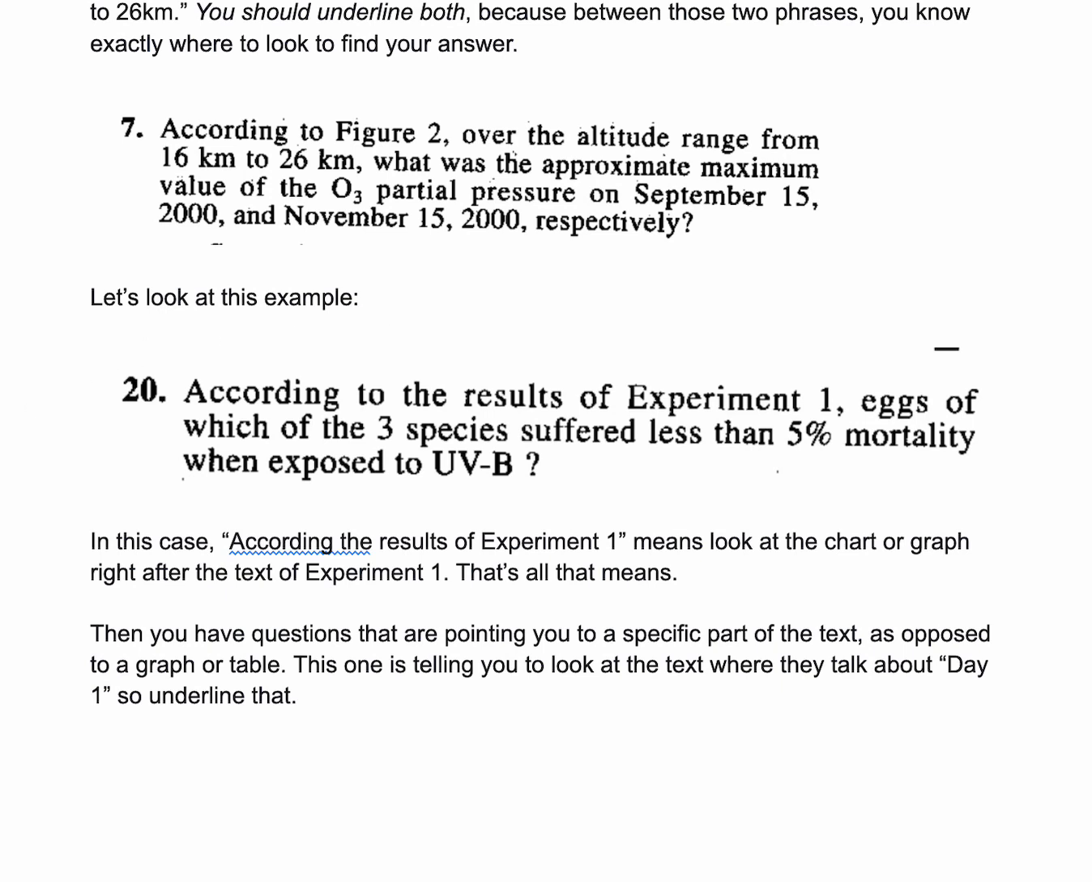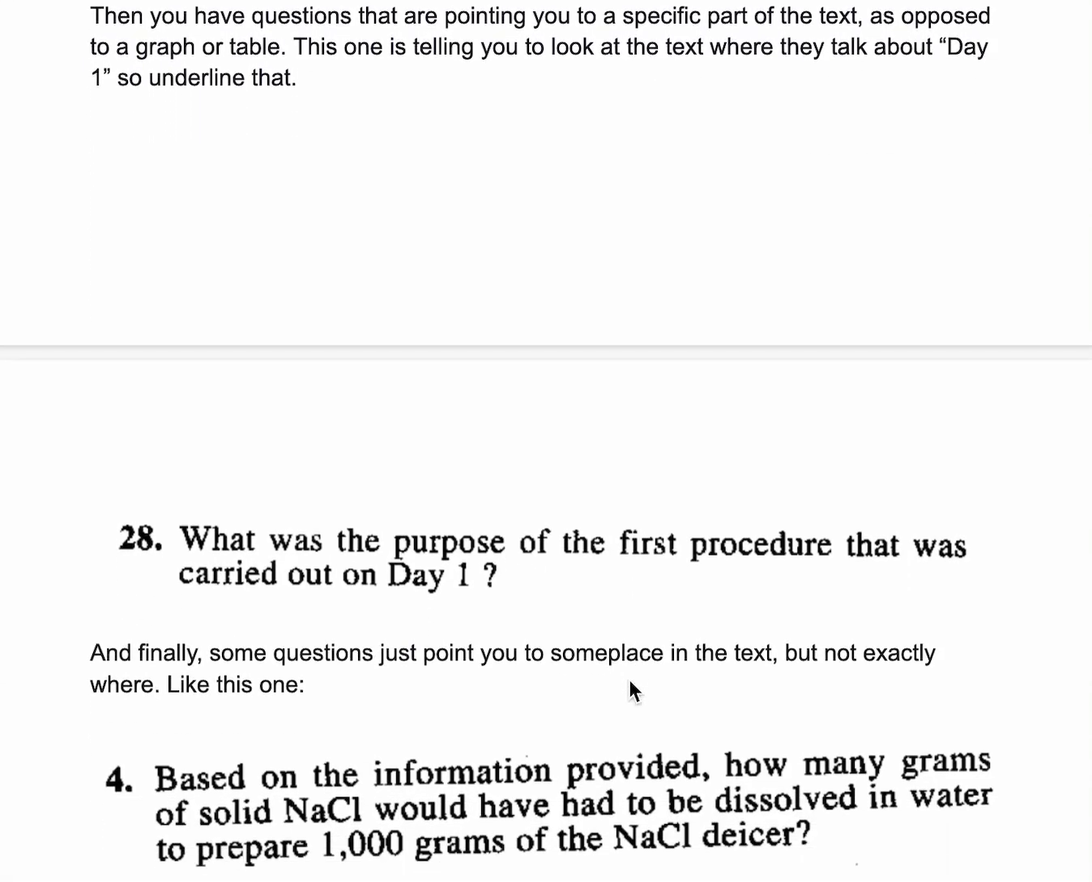So then there are questions where they're pointing you to a specific part of the text, as opposed to a graph or a table. So let's look at this one. What was the purpose of the first procedure that was carried out on day 1? So this isn't going to be answered in a graph or a chart. This is going to be answered in the textual part where they talk about the procedures. There's probably day 1, day 2, day 3, day 4, and you have to read day 1 really carefully and then figure out, mostly based on your understanding of procedures and science a little bit, why they did that. Usually it's pretty straightforward and obvious, and you don't want to overthink something like that.